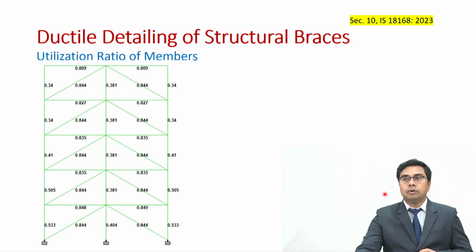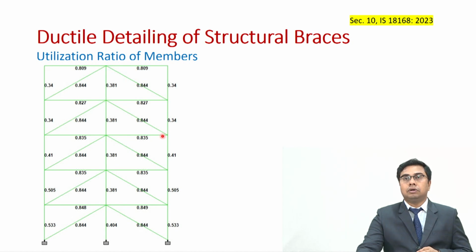Now, we have obtained a numerical model on STAAD.Pro as shown over here, and we have presented the utilization ratio of various members. As we can see, the utilization ratio is well below 1, and the highest value is for either braces or beams. Of course, if your beams are failing before a structural brace, that is not a desirable situation. In our special concentrically braced frame, we want the failure to initiate in these structural braces.